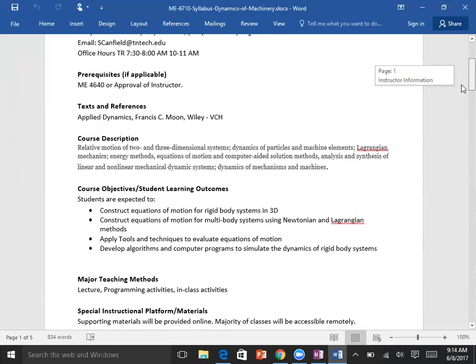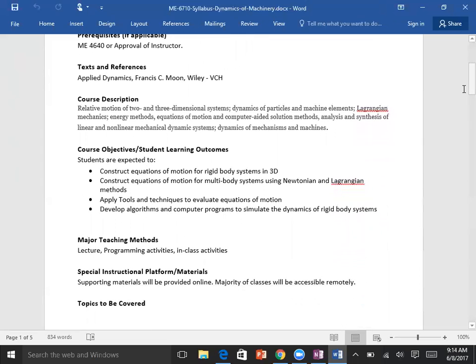Prerequisites, approval of the instructor, we're all good to go there. The text is the Applied Dynamics book that you have. This one's the one. Okay, all right. So looks like we all have it. It's an okay book. And it was available and not terribly well priced.